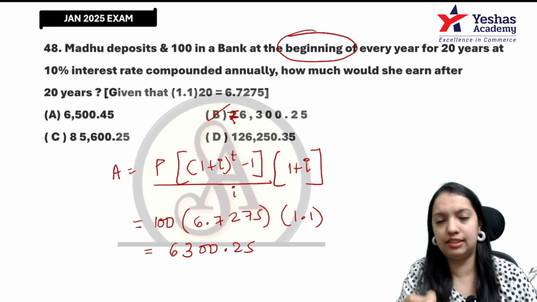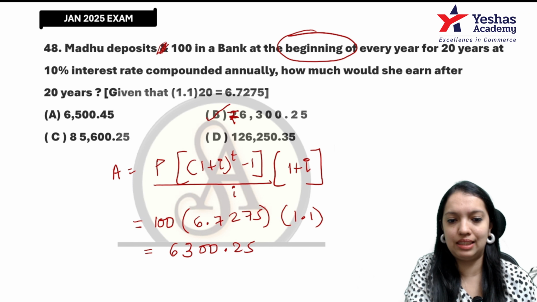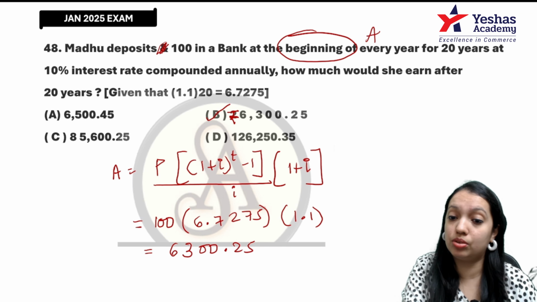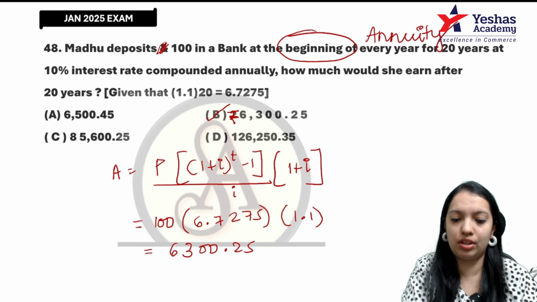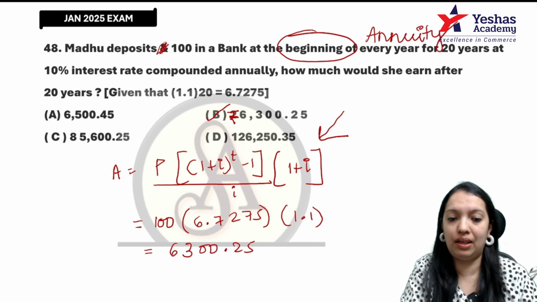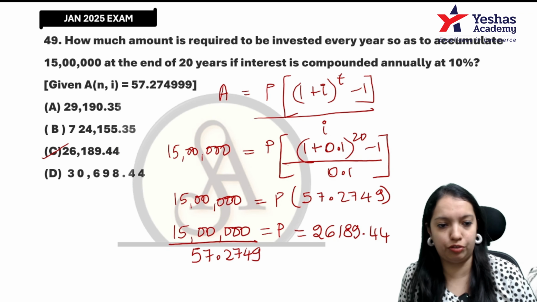Next, again this is from the Mathematics of Finance chapter. Madhu deposits rupees 100 in a bank at the beginning of every year. So this is an annuity question, and this is annuity due because at the beginning of the year we are making the payment. So whatever is the formula, in the end you will multiply by 1 plus I again. Apply the formula, direct question, you get the answer as 6,300.25.